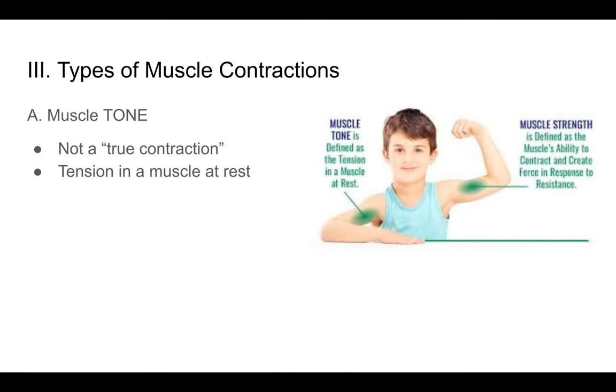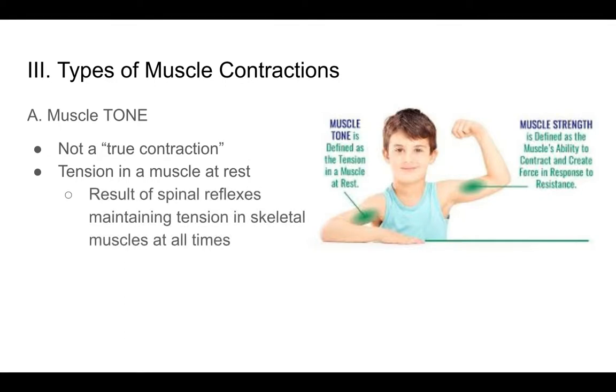Muscle tone is tension in a muscle at rest, which is different from a contraction of a muscle where you're attempting to move a load with some force, right? That provides a little bit of resistance and the muscle contracts. This tension in muscle tone is the result of your body's spinal reflexes maintaining a little bit of tension on your skeletal muscles at all times for the purpose of things like posture, movement, what I've called being response ready.